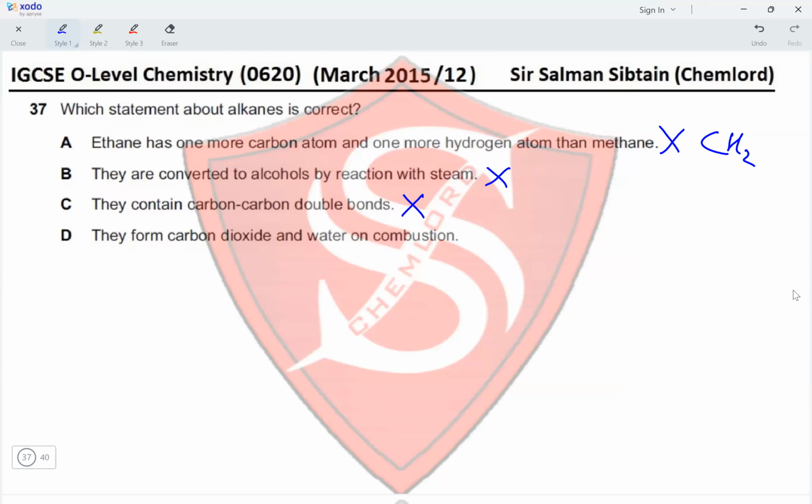They form carbon dioxide and water on combustion. Yes, they are hydrocarbons. So they would produce carbon dioxide and water on combustion, making option D the correct option for this question.